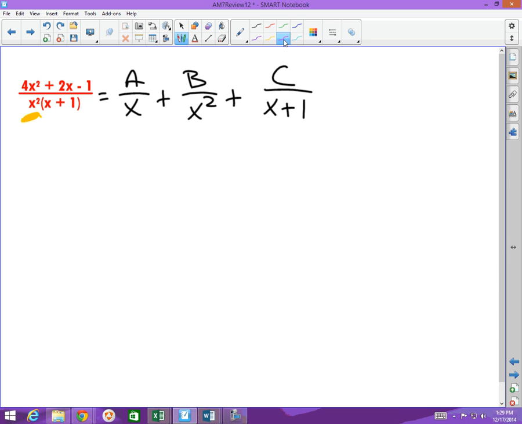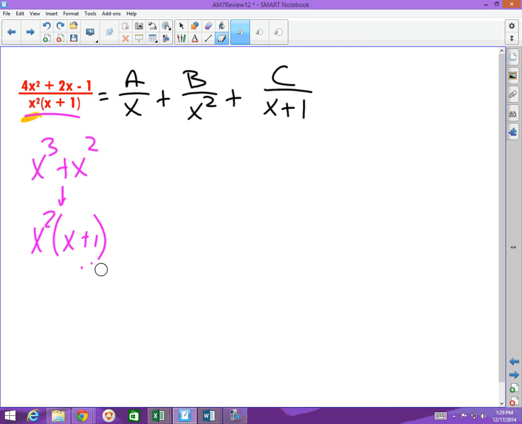Of course, I'm not going to give you one where it's already factored for you. You're going to have to factor it out. So you'd probably be given this to begin with, and then you have to break it down to x squared times x plus 1. And then you would write that. It's not going to be that easy. It's still pretty easy anyway.